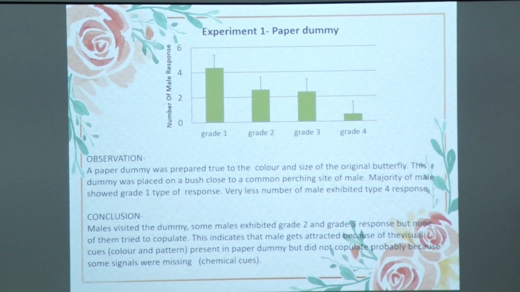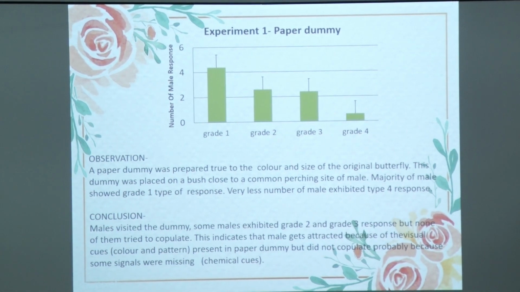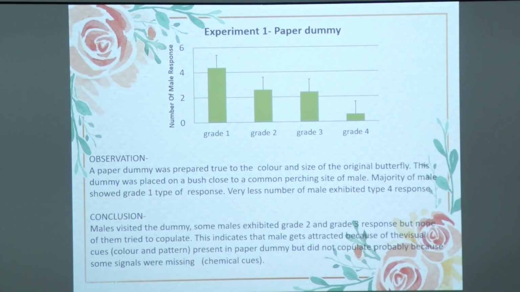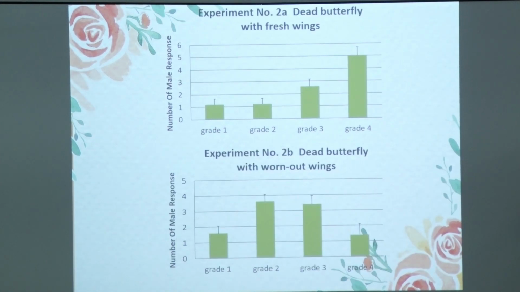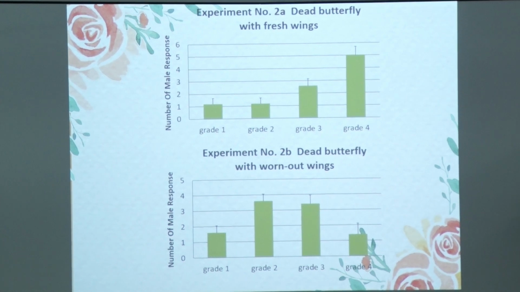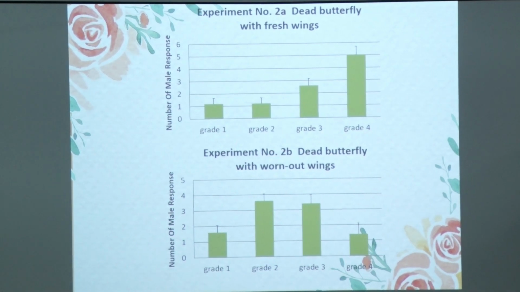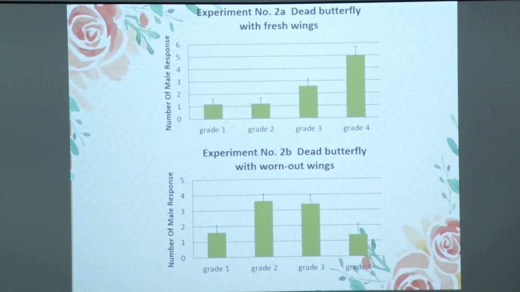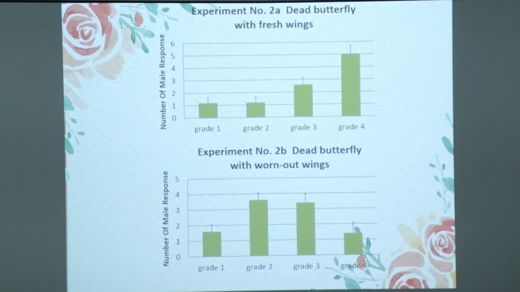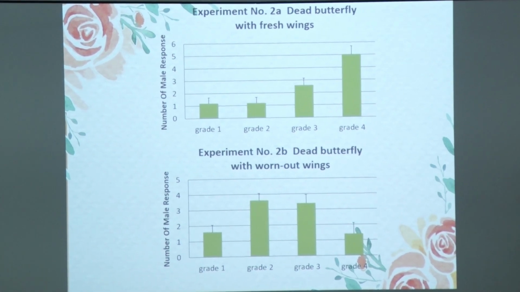But here they did not copulate. The reason was that not only visual cues, chemical cues are also important for mating. In the paper dummy, only visual cues were present, that is only the color and the pattern were similar to the female butterfly, but pheromones were absent. As a result, the copulation did not take place. Yes, grade 1 and grade 2 responses were observed.